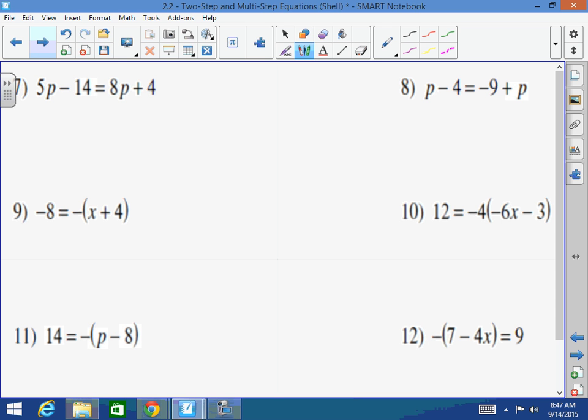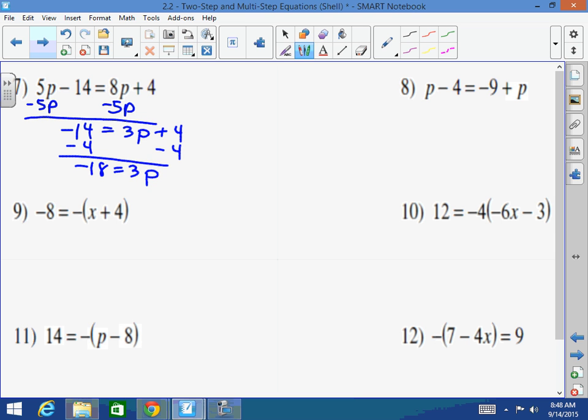You got to get the variables together. So what do you want to do? Tell me what to do. Good job. Subtract 5p. I could have chosen to subtract 8p, but it doesn't really matter. He's going to keep it positive here. So I've got negative 14 equals 3p plus 4. Now what do I do? Subtract 4. Very good, gentlemen. Got negative 18 equals 3p. Now I divide by 3, and p equals negative 6.